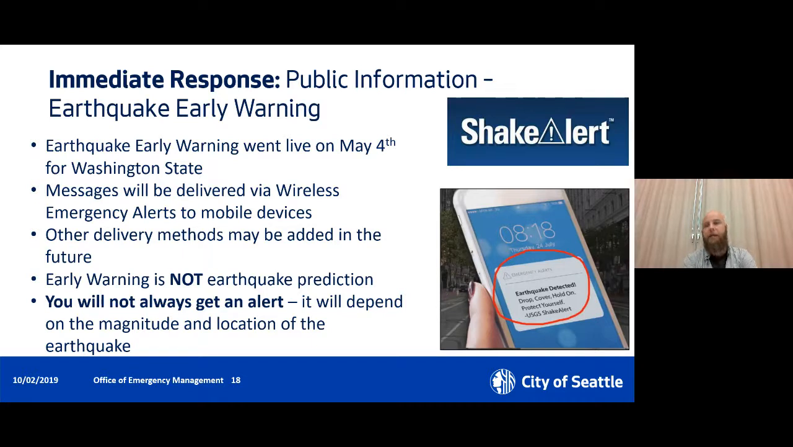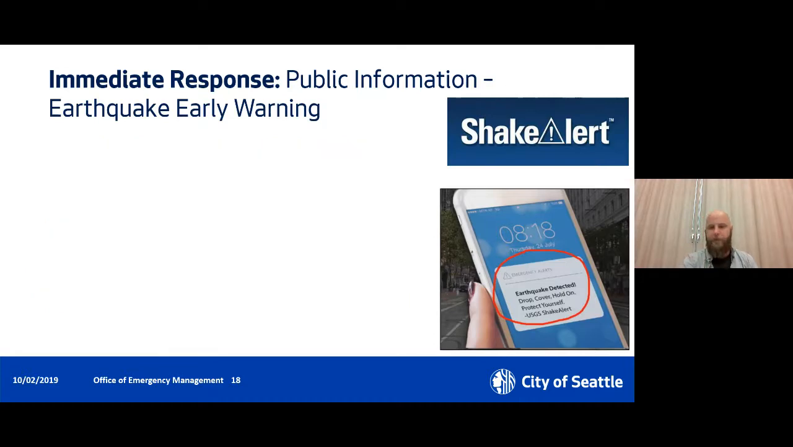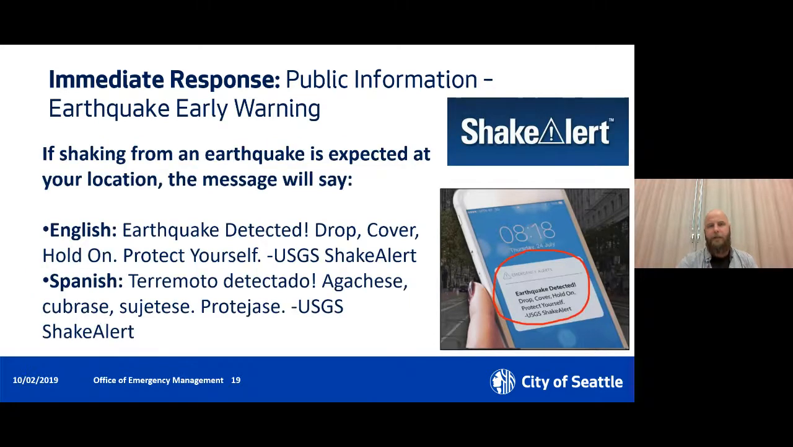But in an event that we do get an earthquake early warning, this is likely going to be the first piece of information you get, because you could get it before the shaking even starts. So, other elements of public information. Oh, sorry, this right here is an example of what you would actually see. So if shaking from an earthquake is expected at your location, this is what the message will say. This is really the extent of what you're going to get.